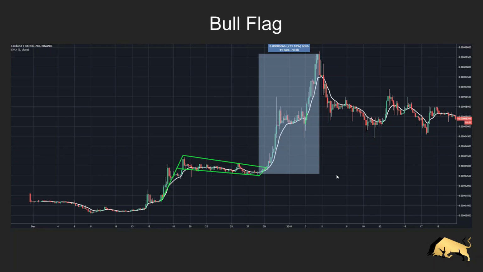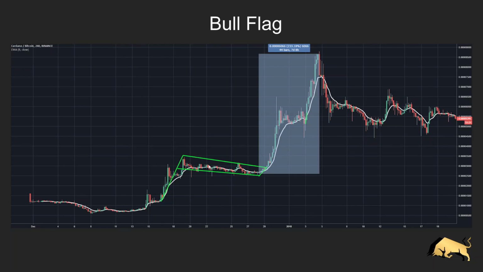In general, the principle is the following. You have a strong move up and then you have a period of consolidation during which the price is slightly correcting. You don't want to see it go up and up and up. You want to see the price correcting, not too much, still holding some key support, but correcting and cooling off and accumulating for a while.